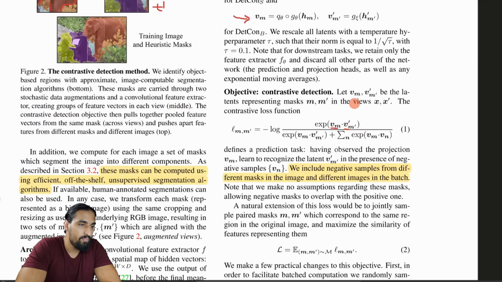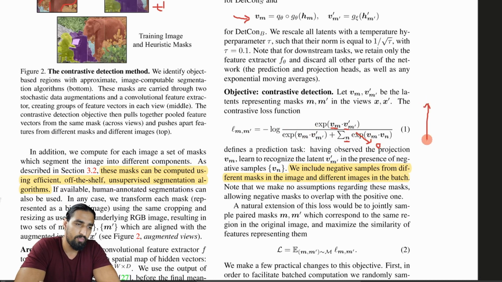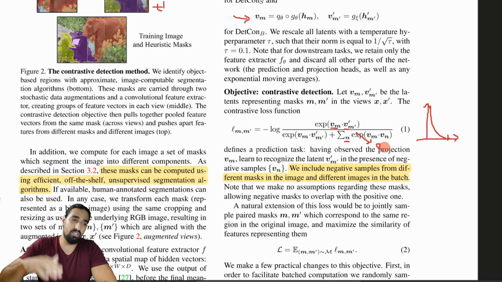We want to make sure that the vectors corresponding to the same mask, for example the red mask, the elephant mask, are similar, whereas these negative ones are pushed away. So that means this will get negative, and an exponential function raised to a big negative number goes to 0. So this will roughly go to 0, and that's how this loss will get minimized, because minus log looks something like this. This is your minus log function, which means you want to push this value here to 1, and that's how the loss is minimized.